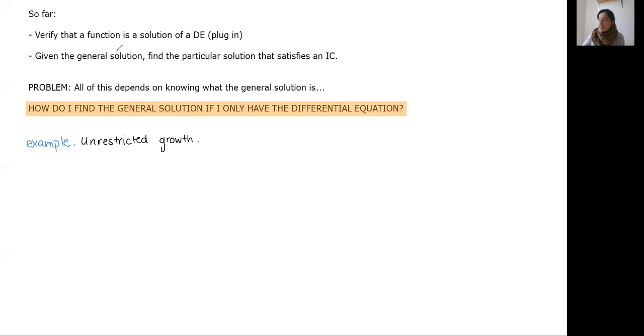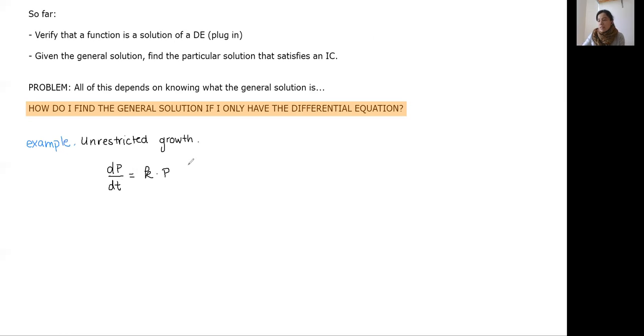So for unrestricted growth, okay, Megan also realized, okay. So for unrestricted growth, we said the derivative of the size of the population, so the rate of change of the population with respect to time, was proportional to the size of the population. Right, so this was the model that we created. That's all that we knew how to do.